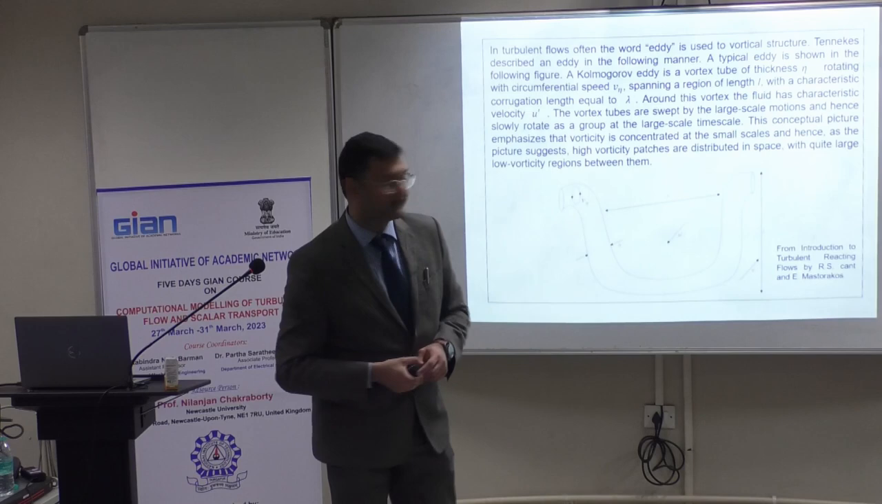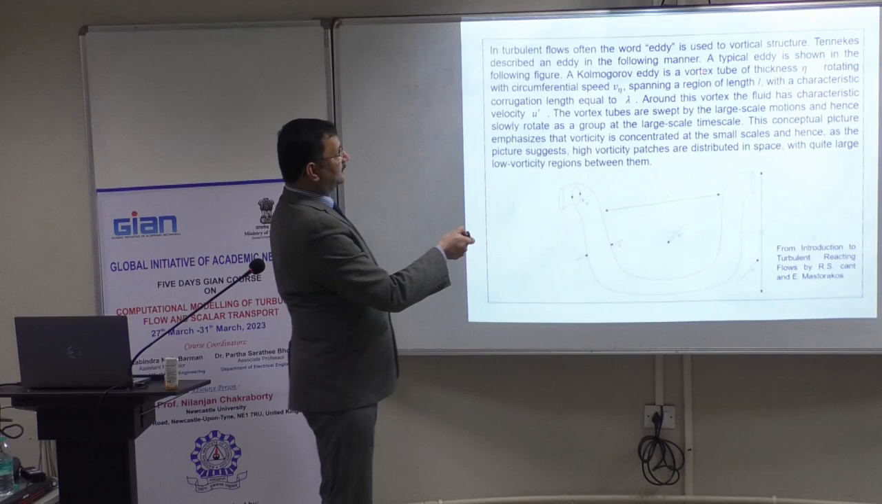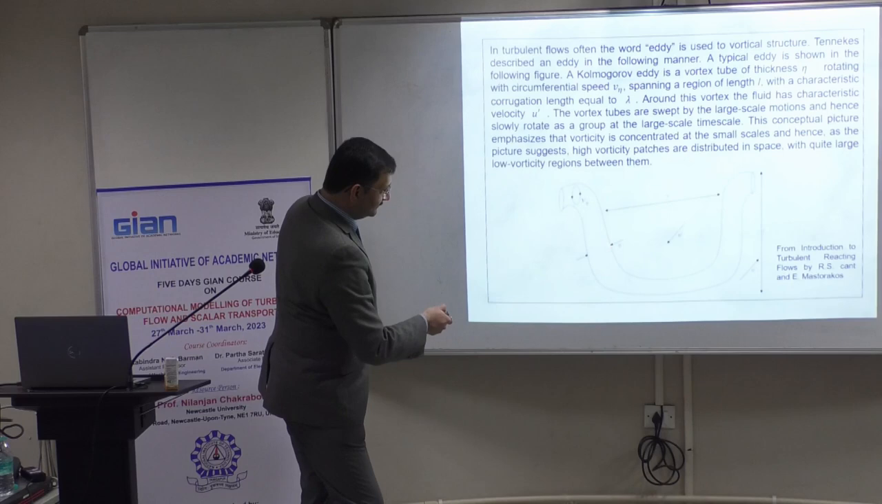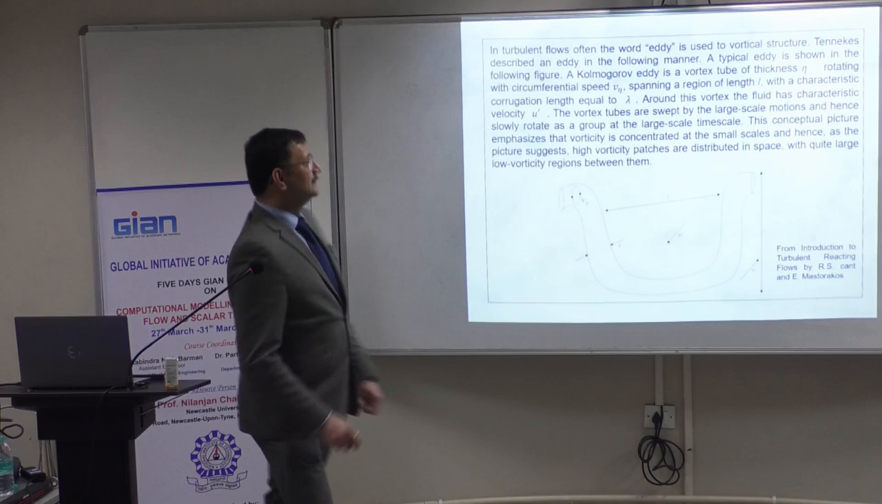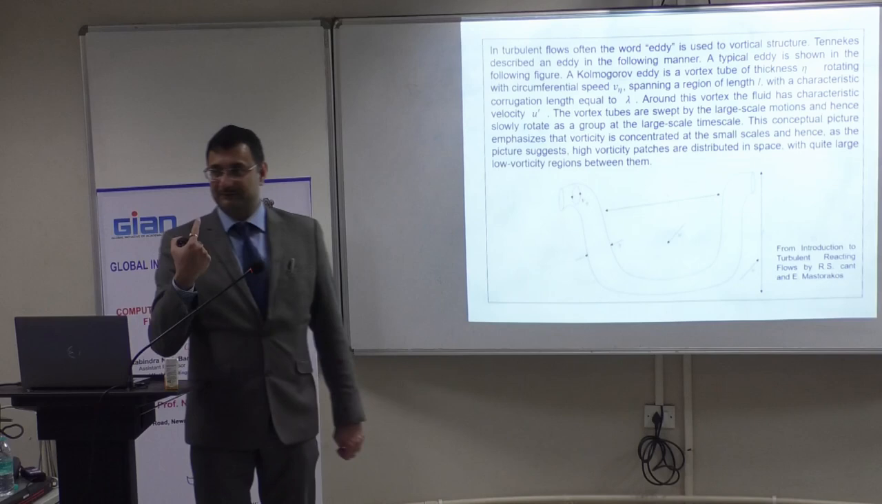Okay. The vortex tube has a thickness of the Kolmogorov length scale. So you can consider as if the diameter is of the Kolmogorov length scale. If you think in terms of the tangential velocity of the vortex tube, that's of the order of the velocity scale of Kolmogorov.